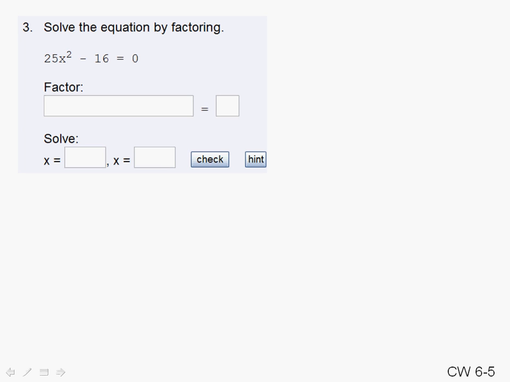Classwork 6-5, number 3, says to solve the equation by factoring. This type of factoring concerns the difference of two squares.